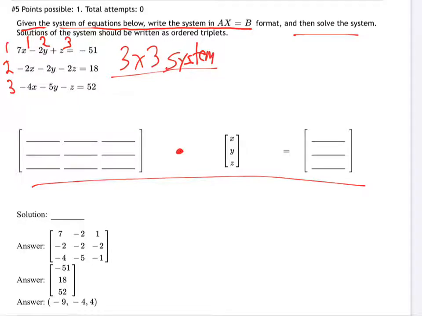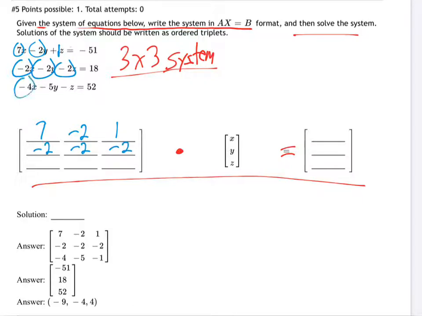This is a times x, y, z right there, and there's our equal sign. So what do they want us to do exactly? Well, basically, the first thing you do is you just peel off all the numbers. The 7, the minus 2, and there's an invisible 1 there. So 7, minus 2, 1. Then you do the next row, negative 2, negative 2, negative 2, and then negative 4, negative 5, negative 1.